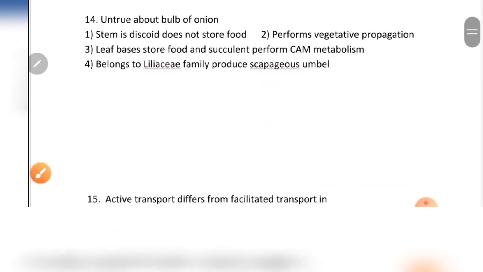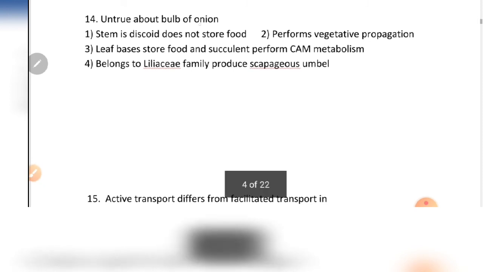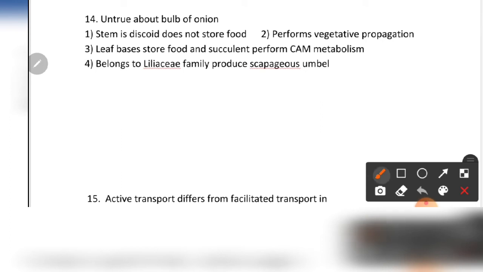Untrue about the bulb of onion. The scientific name of the onion is Allium cepa. So let me draw the diagram of onion. This is the aerial part of the structure of onion. So this is the stem. The stem is discoid. From the stem there is a cluster of roots produced. Above the stem there are leaves, these are stored leaves as well as some scaly leaves.